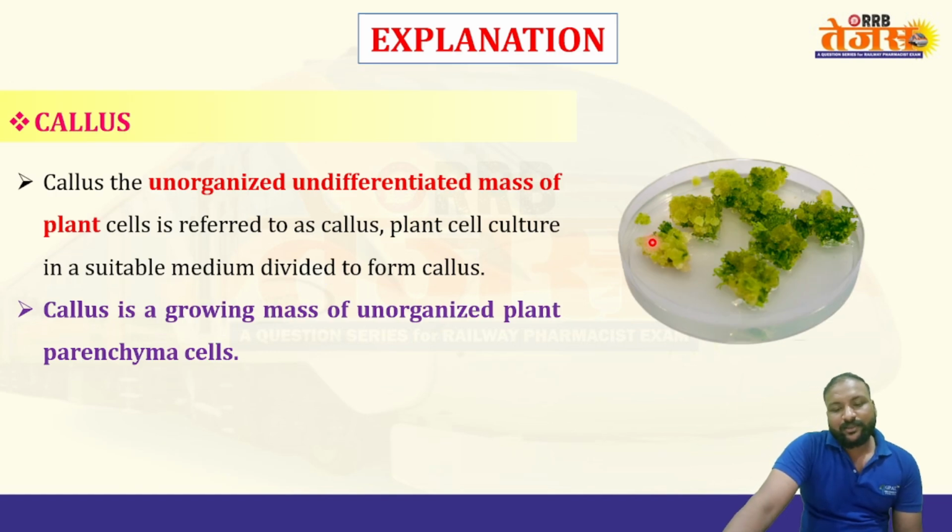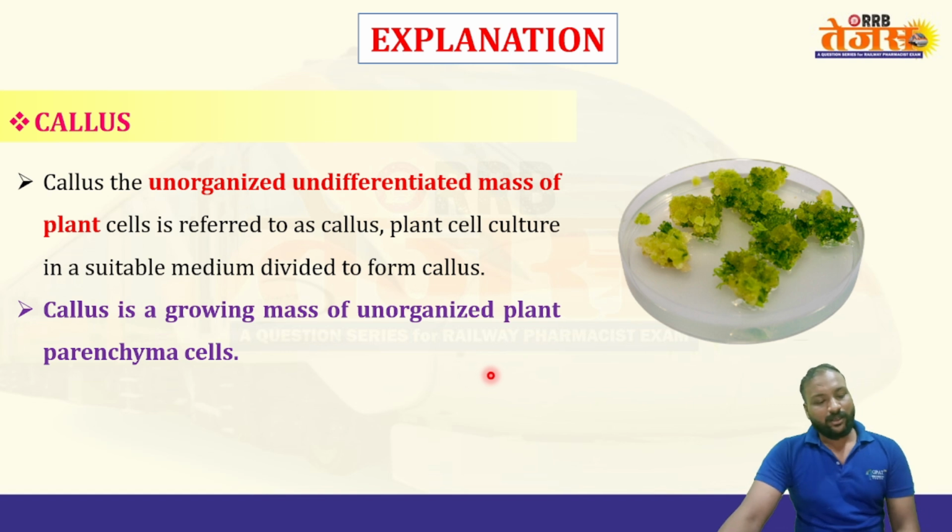You can see the real images of what a callus looks like. The callus is an unorganized and undifferentiated mass of cells. In plant tissue culture, a suitable medium is used so that cells divide to form a callus. After taking an explant, it should form a callus. That callus regenerates cell walls, and again an entire new plant is developed. So callus is a growing mass of unorganized plant parenchyma cells. Callus is an undifferentiated mass of plant, unorganized parenchyma cells.